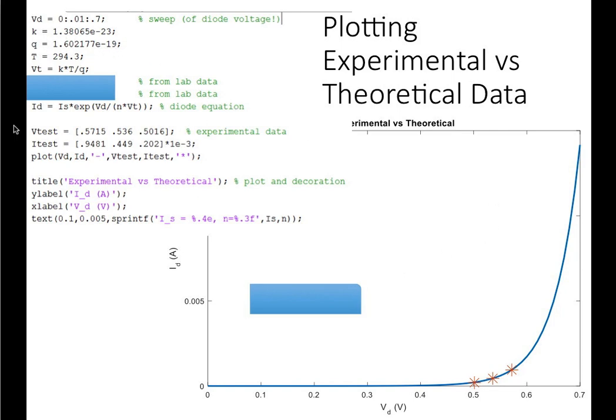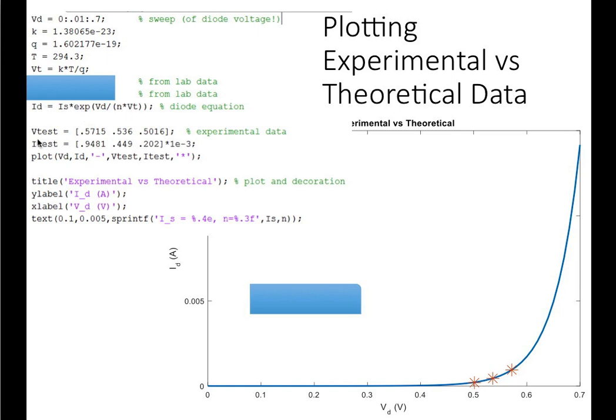So moving to MATLAB, how do we actually display this? Well, let's look at VDs from 0 out to 0.7, and I have the K, Q, and T from the prelab. I go ahead and compute VT, and this is a vector equation here now because VD is a vector. So I use the diode equation with my given IS and N that I computed in the prelab here that I've hidden from you, so you don't just copy mine, you do your own prelab. And I have a range of IDs.